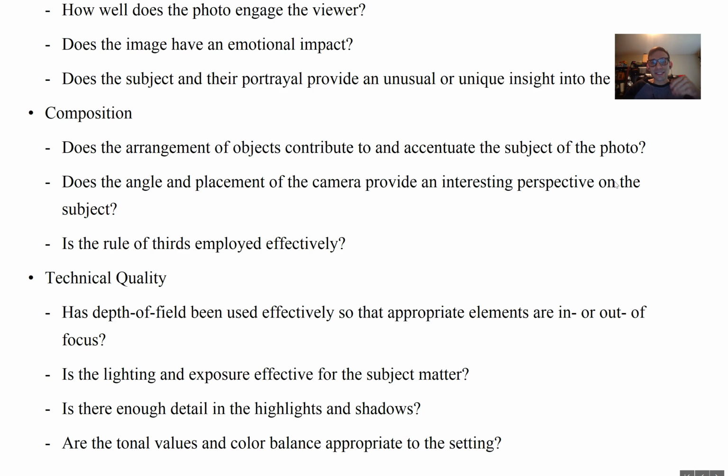Is the lighting and exposure effective for the subject matter? If you're taking a scary photo, is it dark and moody? Or is it a scary photo that for some reason has too much light and is bright and cheerful? Is there enough detail in the highlights and the shadows? Can you make out what's going on in the darks? Are the tonal values and color balance appropriate to the setting? Is it, for instance, a picture of the desert, but for some reason everything has a blue hue to it and it makes it feel cold?